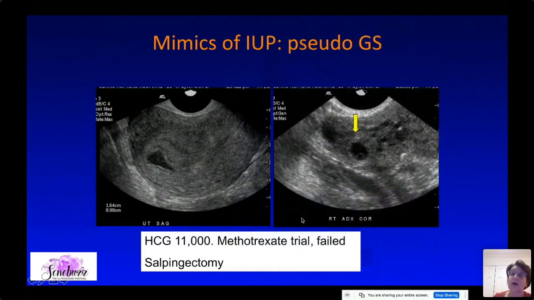However, you have to be careful because what about this case? This one kind of looks like a gestational sac, but it has internal echoes. And again, we always look very carefully at the adnexa. This patient happened to have also an ectopic pregnancy, and what we thought was that this was a pseudogestational sac. What happens is sometimes there is hemorrhage within the decidual reaction of the endometrium, and it can look like a pseudogestational sac. This patient was treated with methotrexate, failed, and underwent a salpingectomy.